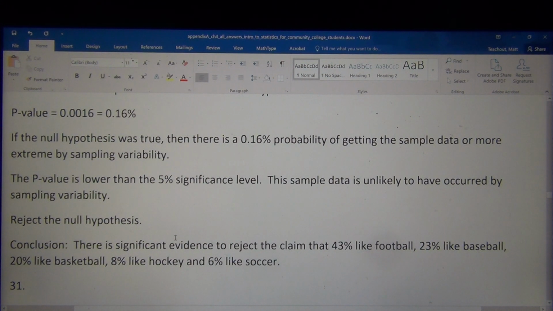But the null hypothesis was the claim, right? So we're really rejecting that claim. We're rejecting this article. We think the article, or at least the sample data, is significantly contradicting it. So there is significant evidence to reject the claim that 43% of Americans like football, 23% like baseball, 20% like basketball, 8% like hockey, and 6% like soccer.